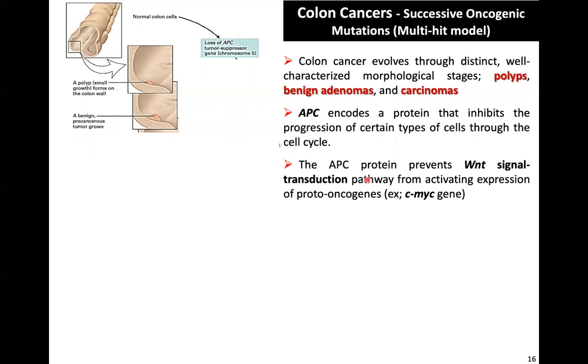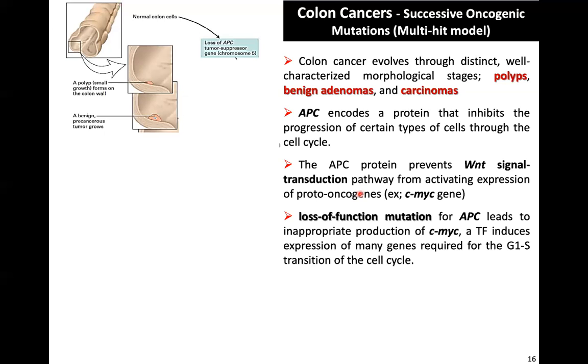The APC protein, which is encoded by the APC gene, the tumor suppressor gene, prevents one of the important pathways, the Wnt signal transduction pathway, from activating the expression of another gene, a transcription factor, c-Myc, a proto-oncogene. And the loss of function of this APC gene leads to inappropriate production of c-Myc.